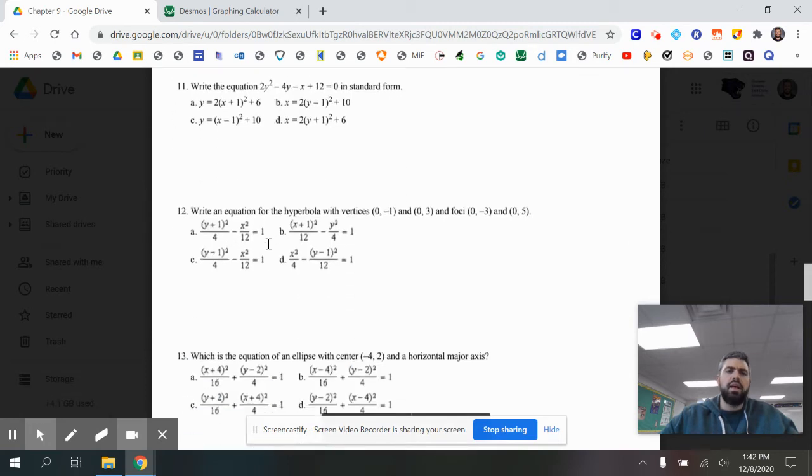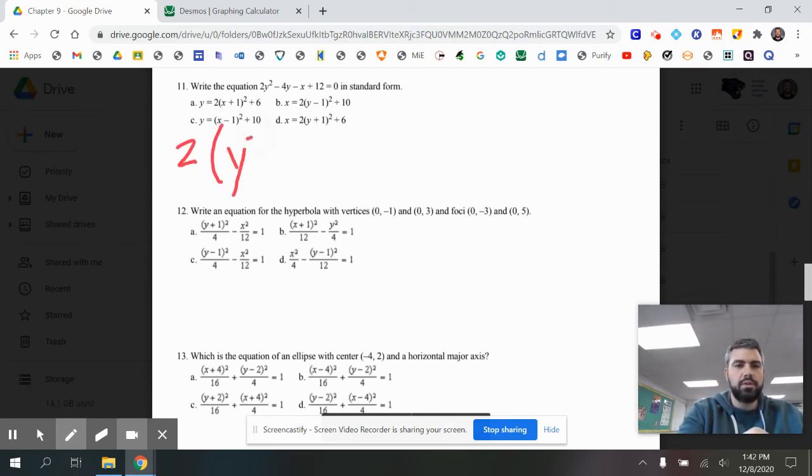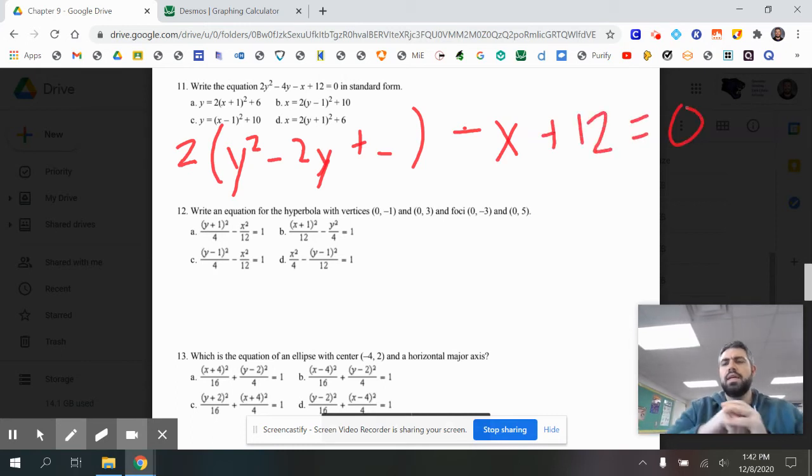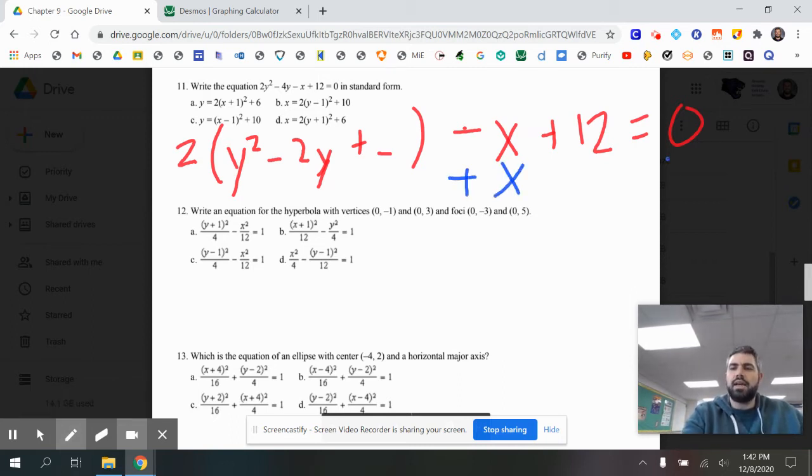Okay, number 11, write the equation 2y squared minus 4y minus x plus 12 equals 0 in standard form. So again, I'm going to start with factoring out that 2. So it's going to be y squared minus 2y plus something. And then we're going to have minus x, and then plus 12 equals 0. Now, what's interesting about that is that I just have an x by itself. There's no x squared. So I'm going to just add x to both sides.